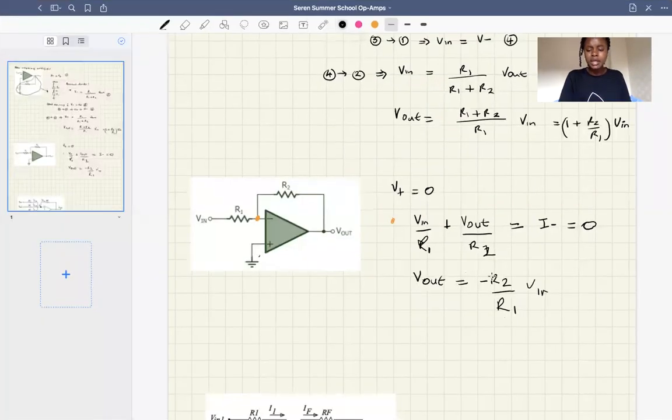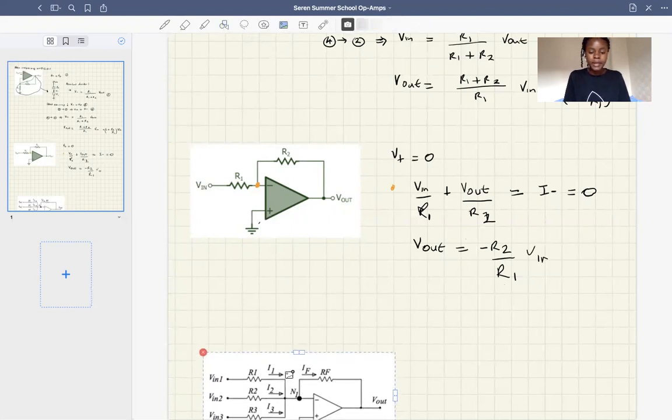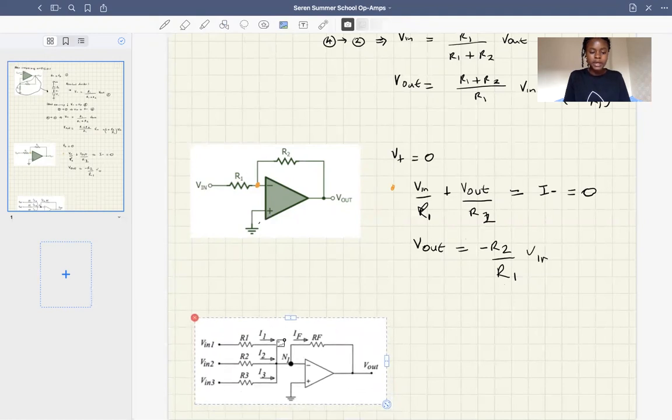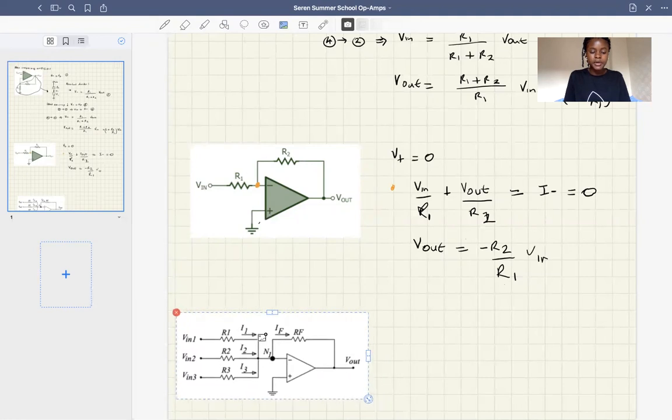I forgot to mention earlier with all the examples we've covered, but you can approach them in different ways. When approaching them in different ways, you find that you get the same answer at the end of the day. You can either use the potential divider methods that we've used in the first example, or you can consider the current entering a node as we've done in the second one. With this last one, I think we're going to use the current going into a node approach.